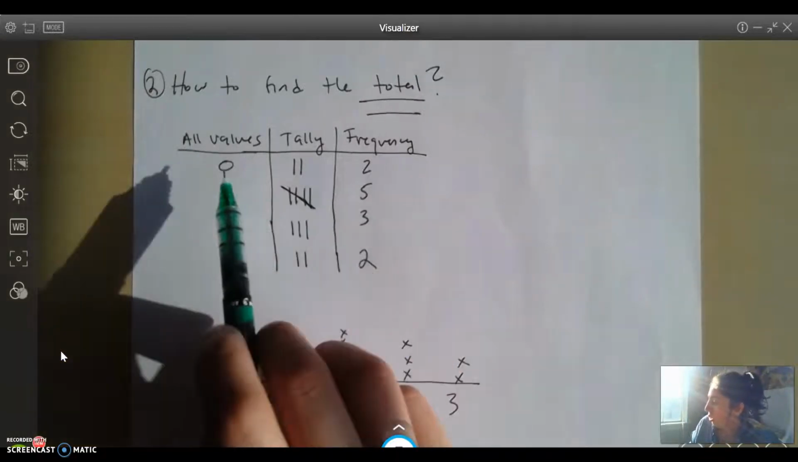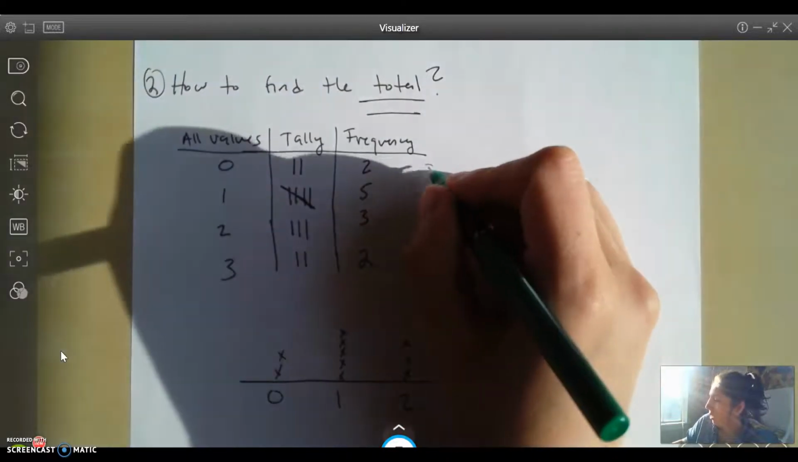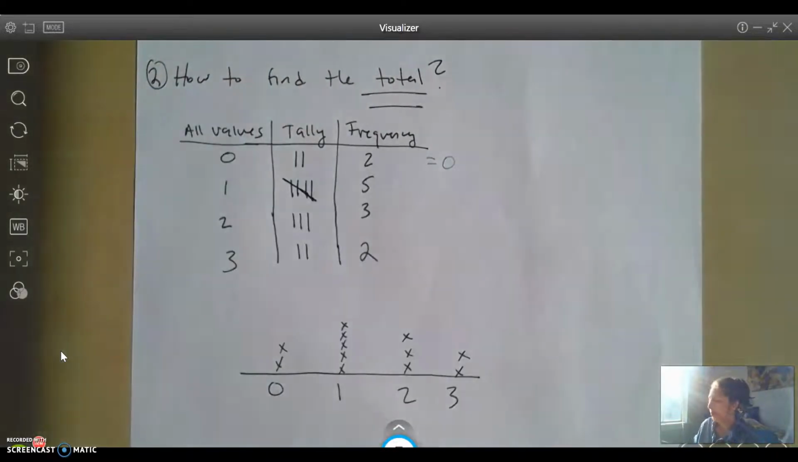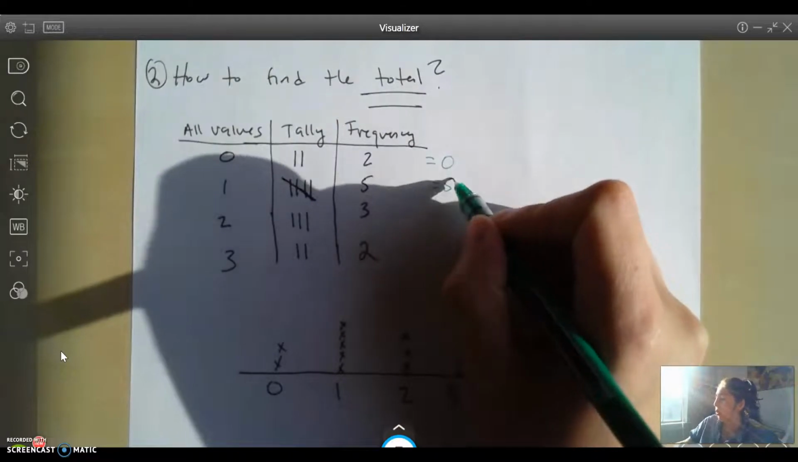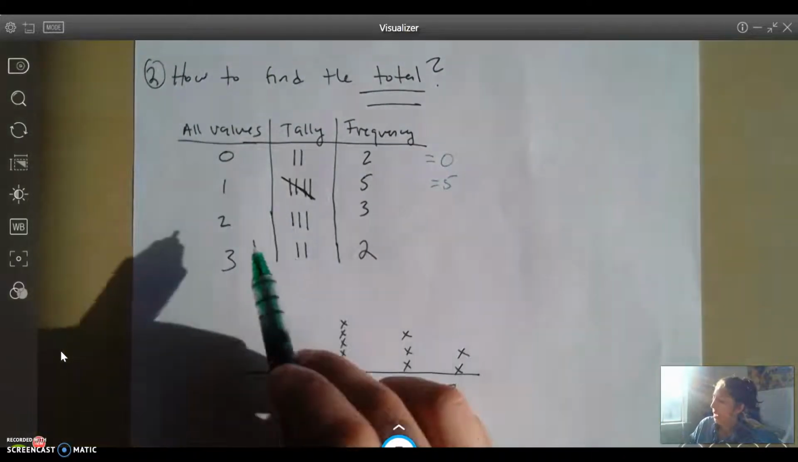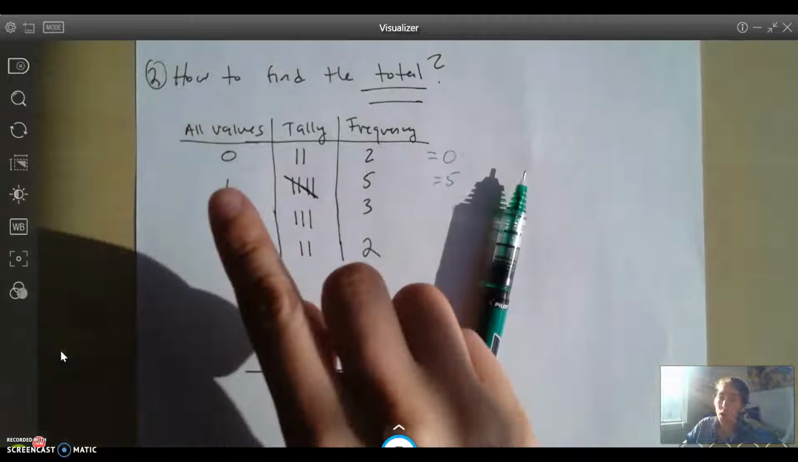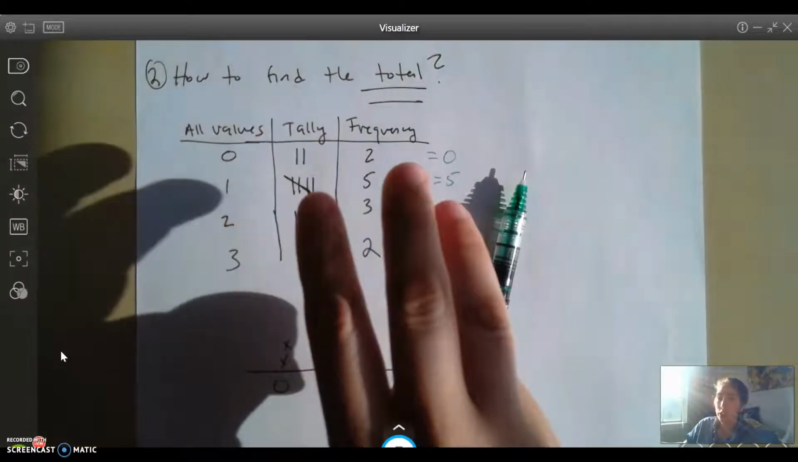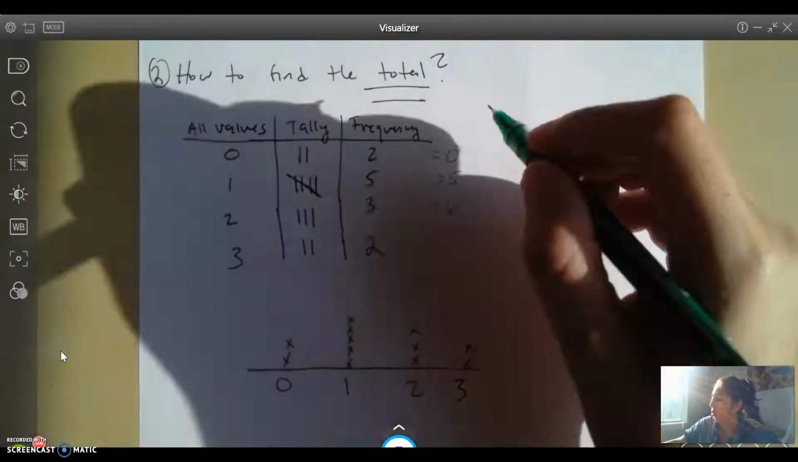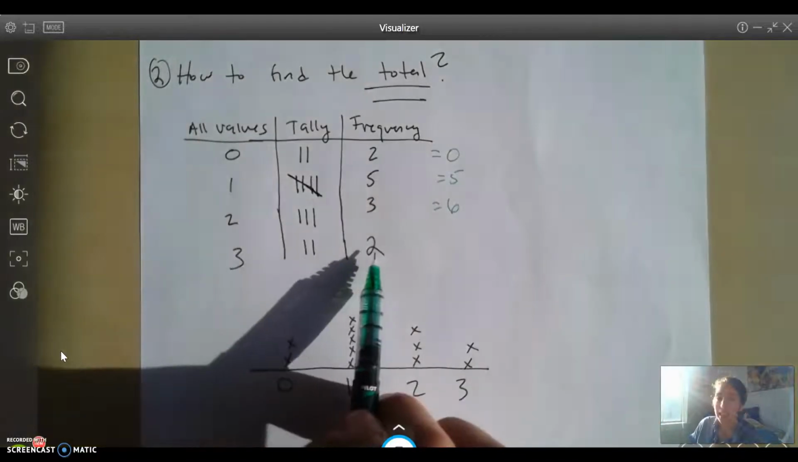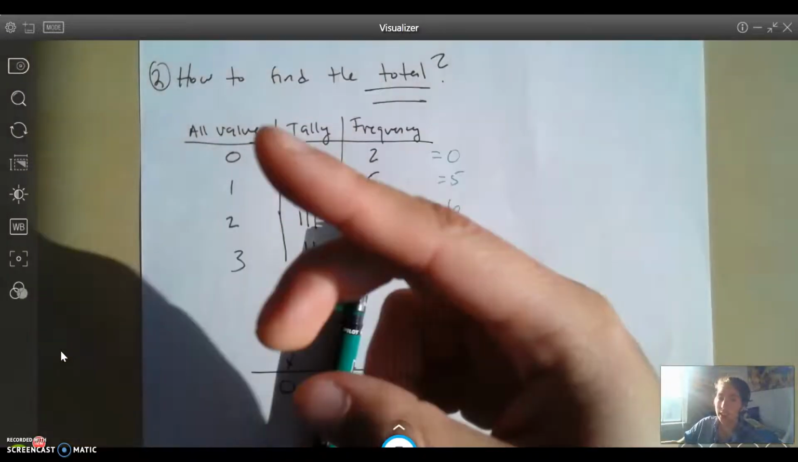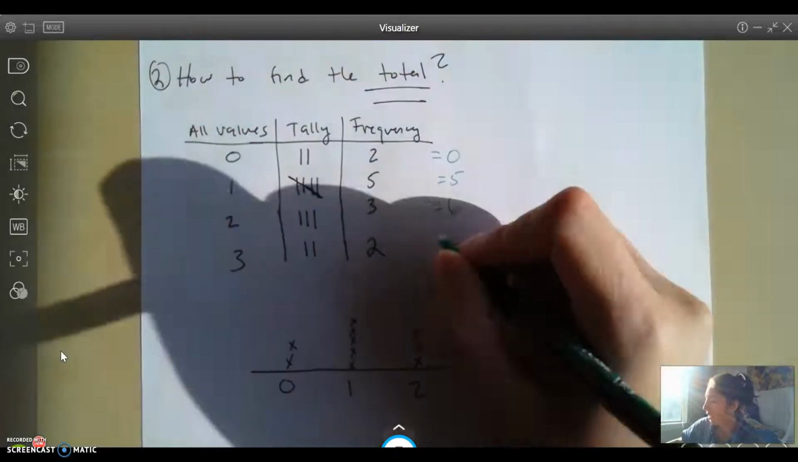So you're thinking 0 comes out 2 times, the total for that is really 0. If 1 comes out 5 times, the total of that is really 5. If 2 comes out 3 times, then that's 2, 4, 6. So that's 6 for an actual total. If 3 comes out 2 times, it is also 3, 6, a total of 6.